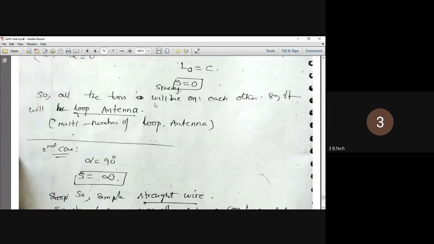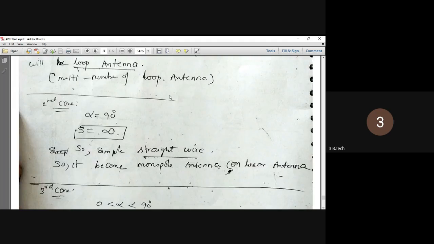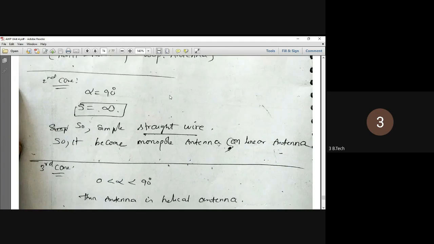So all the turns will be on one each other. They'll be lying like that. So it is called the loop antenna because spacing is 0. But when we come to the second case, alpha is equal to 90, but S is equal to infinity we got here. So simple straight wire. So it becomes monopole antenna or linear antenna.